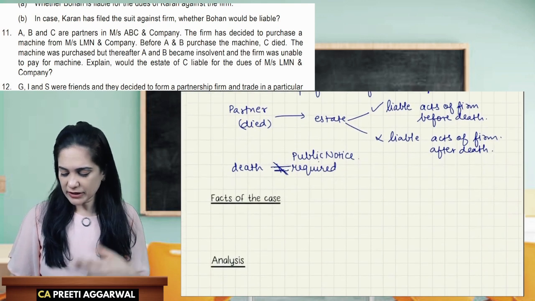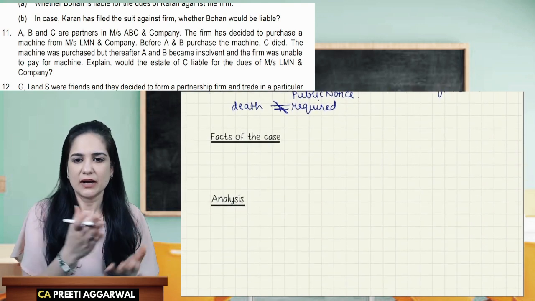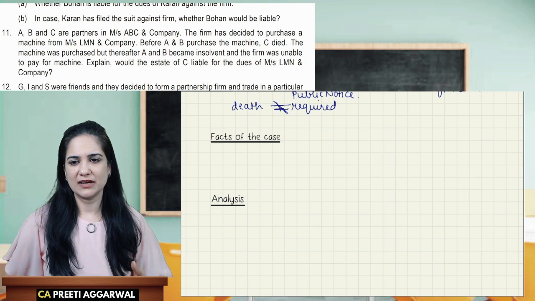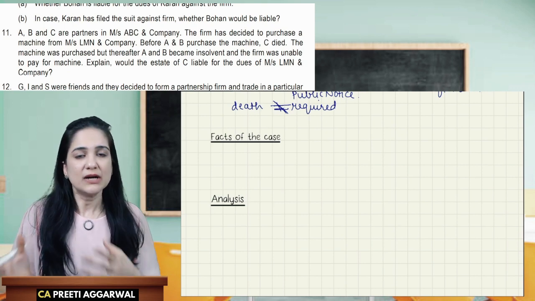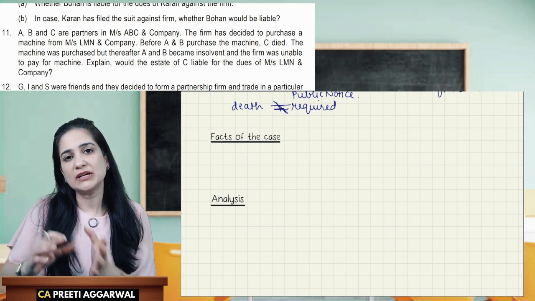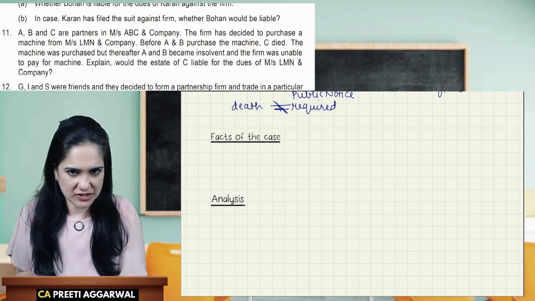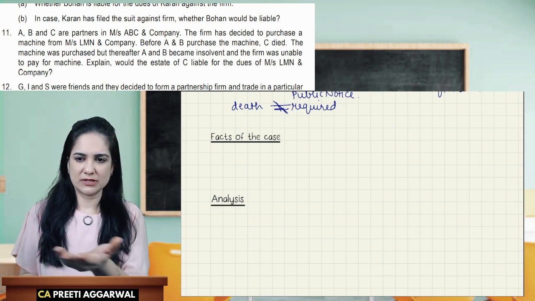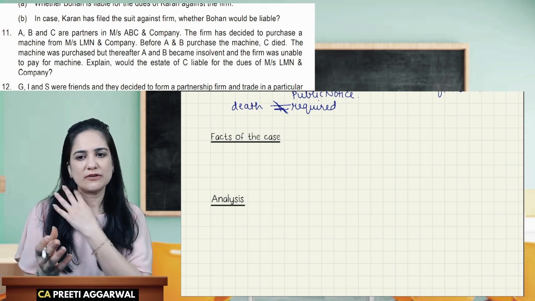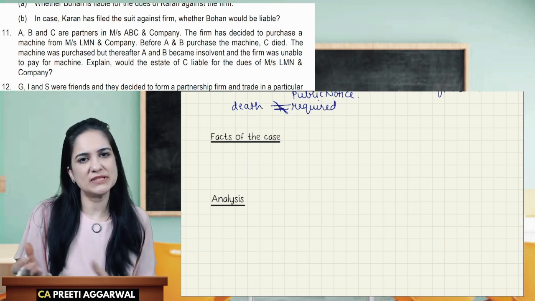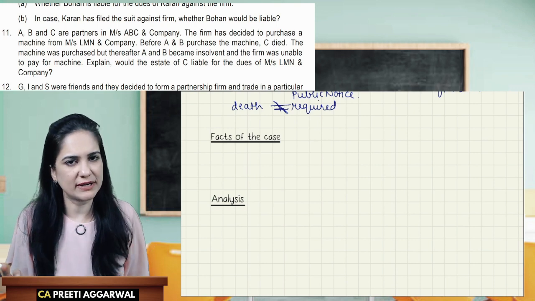Now, in the facts of the case, you can write that A, B, C, and Company decided to purchase a machinery from L, M, N, and Company, but the transaction was done, the purchase was made, after the death of C. Later on A and B became insolvent, and now they are demanding money from C's estate. So that is something which you can write in the facts of the case.